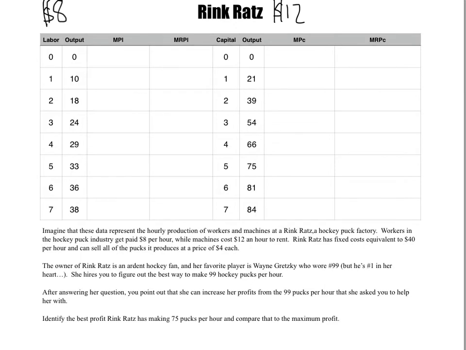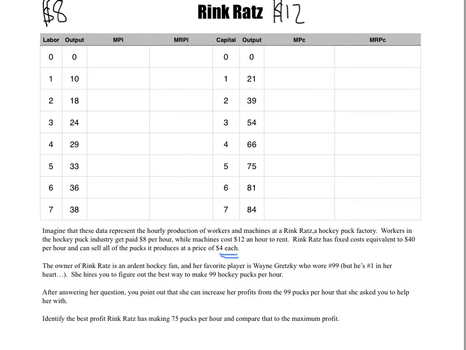The other thing worth noting, and I'm just going to underline it here, is that the pucks are being produced and sold at a price of $4 each. That'll be useful to us and necessary information, but not for the first part. Let's take a look here at our directions. The owner of Rinkrats is an ardent hockey fan, and her favorite hockey player is Wayne Gretzky, who wore number 99. So she would like to make exactly 99 hockey pucks per hour. Now, that is the key to let us know that we should be using the least cost rule. It's giving us a specific number of goods.